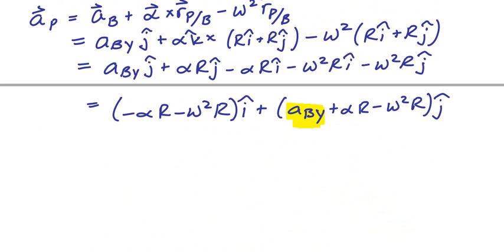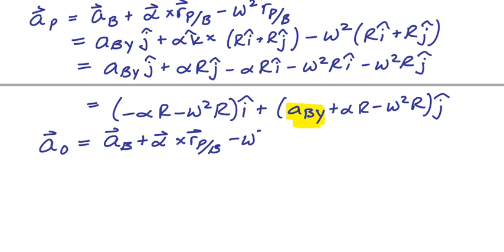The way I would probably suggest we do that is simply to write down that the acceleration of point O has to equal the acceleration of point B plus alpha of the rigid body cross r of p with respect to B minus omega squared times r of p with respect to B. Excuse me, not p with respect to B, but rather O with respect to B. Sorry about that.